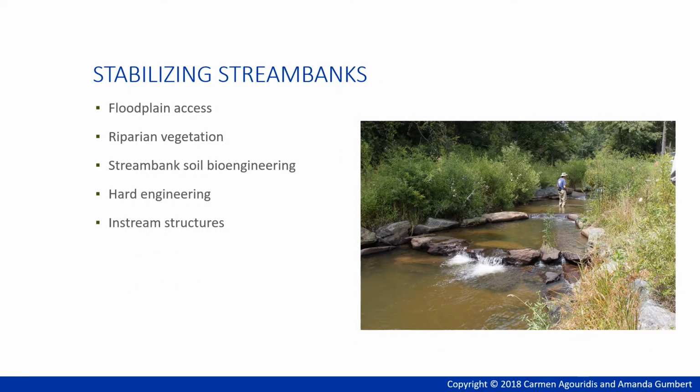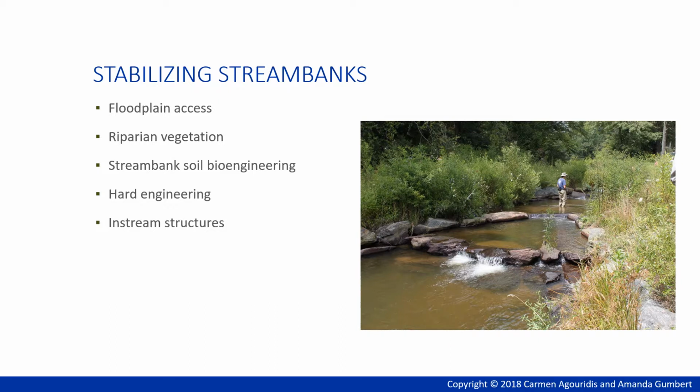A variety of options are available for stabilizing stream banks. In addition to creating floodplain access and planting riparian vegetation, other options include soil bioengineering, hard engineering, and in-stream structures. Soil bioengineering is the practice of using living and non-living plant material to stabilize stream banks. Examples of soil bioengineering include live fascines, brush layers, and live stakes.